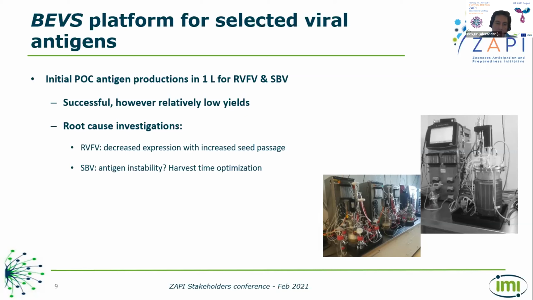And the second one, for the Schmallenberg, was easier to solve. We basically only had to optimize the harvest time because it seemed that the antigen in the culture liquid or culture broth wasn't very stable. But we ended with the 1 liter scale at this point for the screening purposes. Next slide, please.